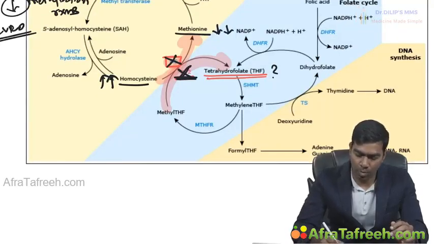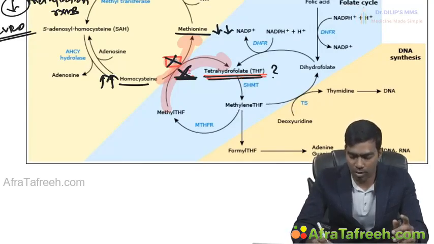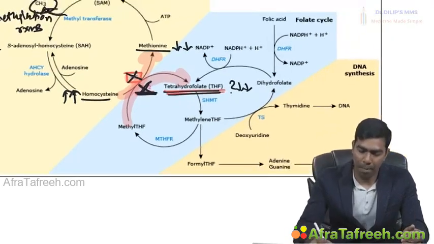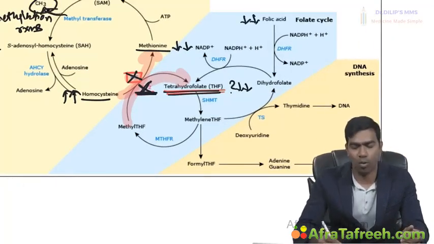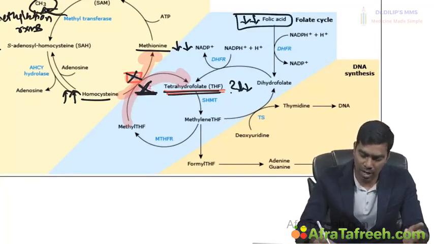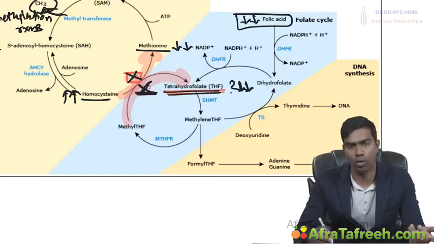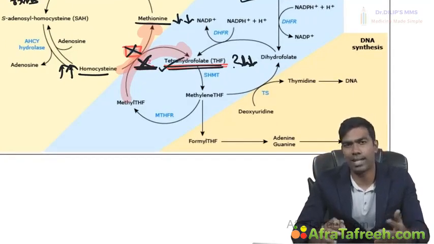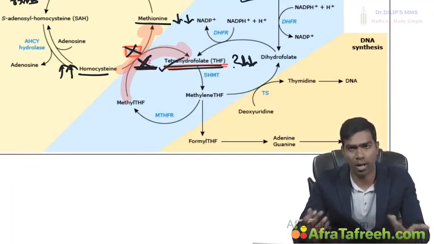Because I told you, when there is no B12, your tetrahydrofolate levels will also drop. At the same time, when the folic acid levels are low, similarly your tetrahydrofolate levels will be low. So why are these tetrahydrofolate levels very important? Because tetrahydrofolate acts as a carrier for 1-carbon moieties.